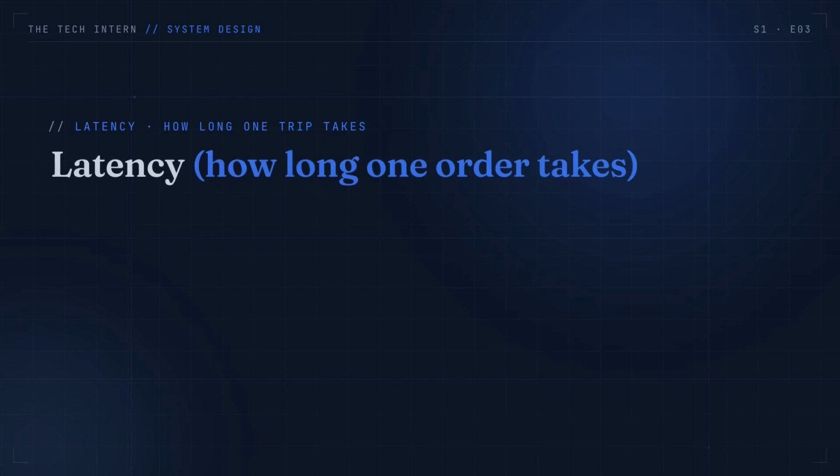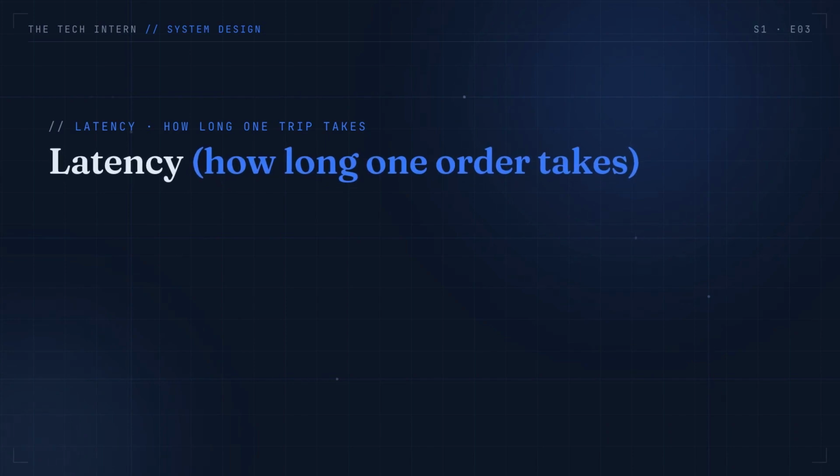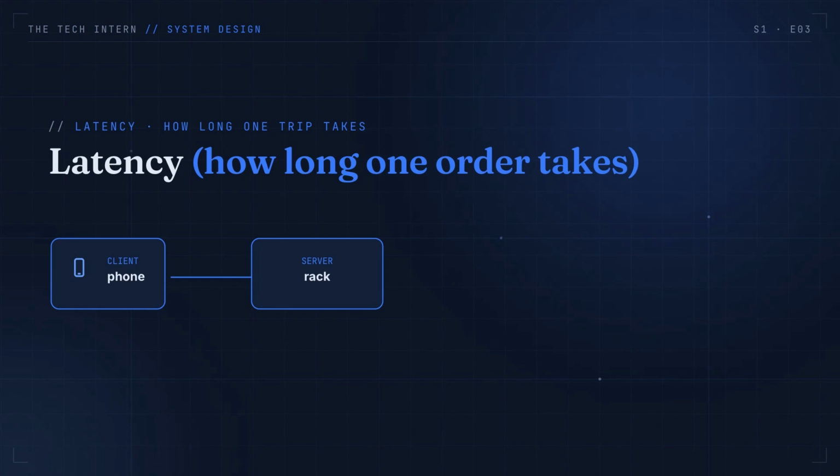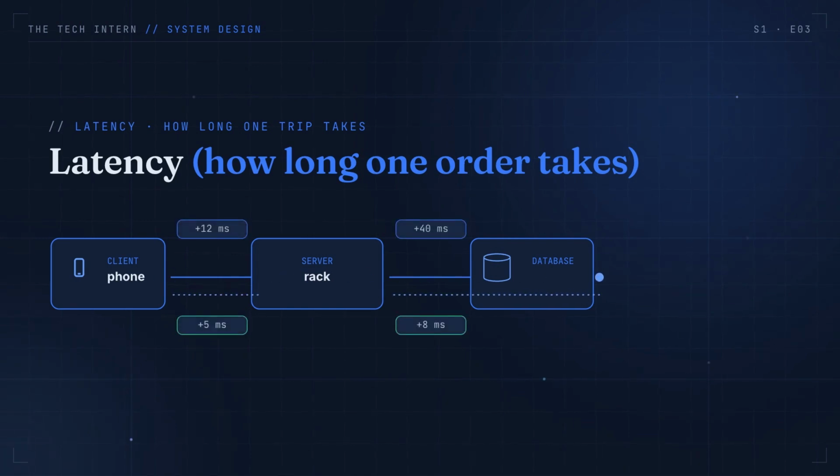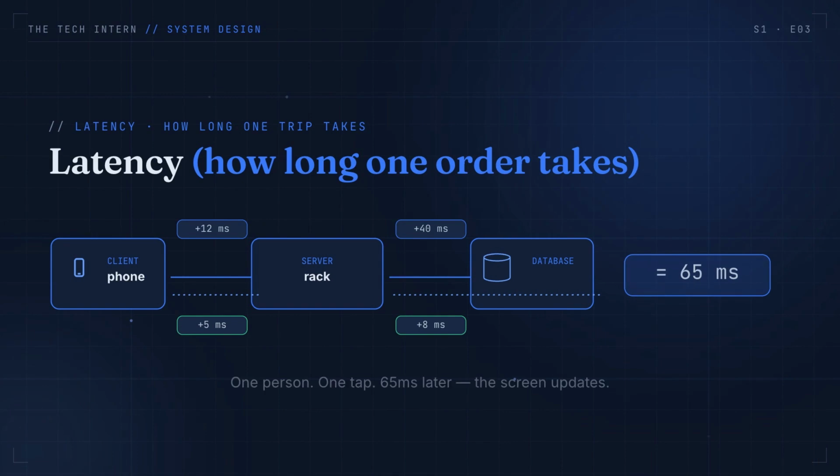Let's start with the first one, latency, which just means how long one single request takes. You tap order on your phone. That's the client, the thing making the request. The request travels to Swiggy's server, maybe 12 milliseconds over the network. The server needs to check the restaurant, fetch your address, calculate the delivery fee. So it hits the database, and that query takes around 40 milliseconds. Then the answer comes back. Another 8 milliseconds to process, 5 milliseconds back to your phone. Total 65 milliseconds, that's latency.